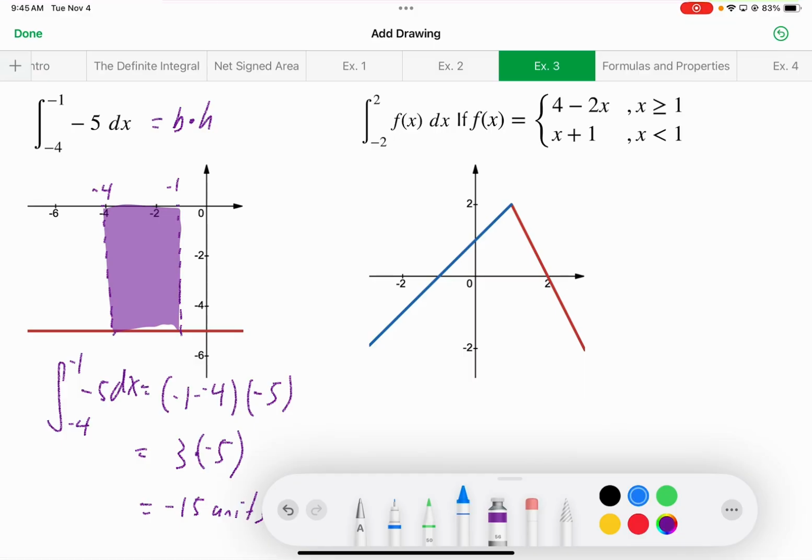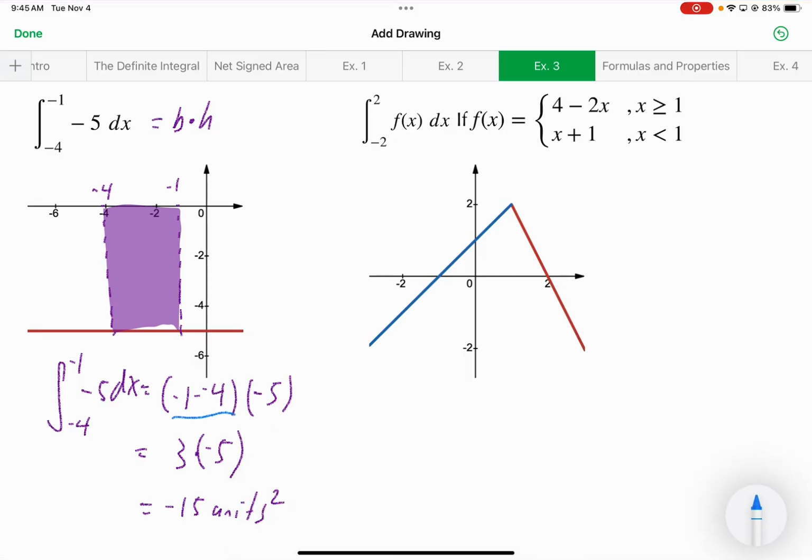I have a question. If the base and the height are both negative, how is the answer negative? Our base is going to be positive because we're doing it from left to right, subtracting our left value from our right value, -1 minus -4. Oh, okay. So it ends up being positive.